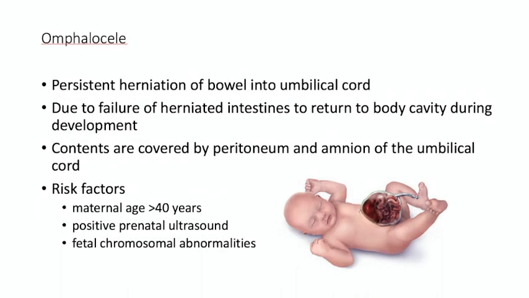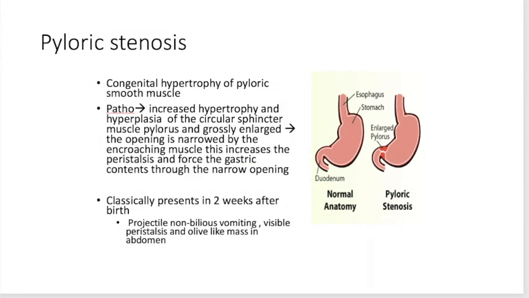When we look at omphalocele, this is persistent herniation of the bowel into the umbilical cord, and then you do have that sac covering it. So the contents are covered by the peritoneum and amnion of the umbilical cord. So this is related to older maternal age, and then also potential fetal chromosomal abnormalities, and would be indicated and detected on a prenatal ultrasound. Pyloric stenosis, this is a congenital hypertrophy of the pyloric smooth muscle.